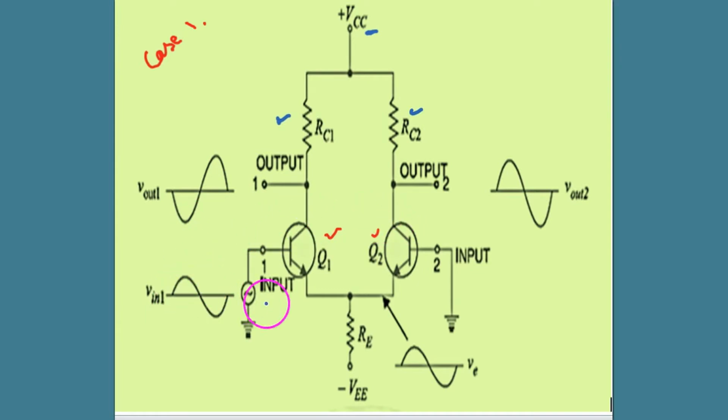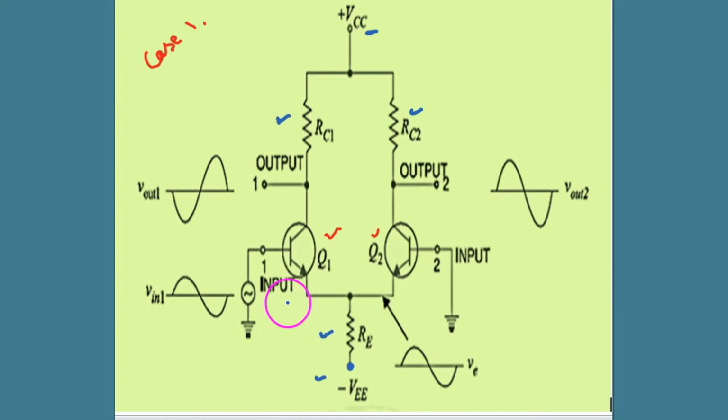Now the emitter of this transistor is connected with the emitter of the second transistor, and RE is the common emitter resistor to both the emitters of Q1 and Q2 together. A minus VEE supply is given at this end, minus VEE, and is attached to Q1 and Q2.